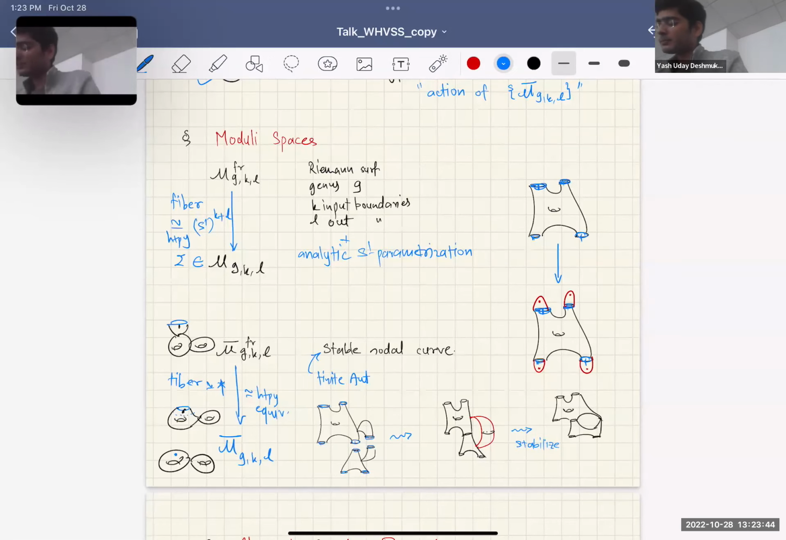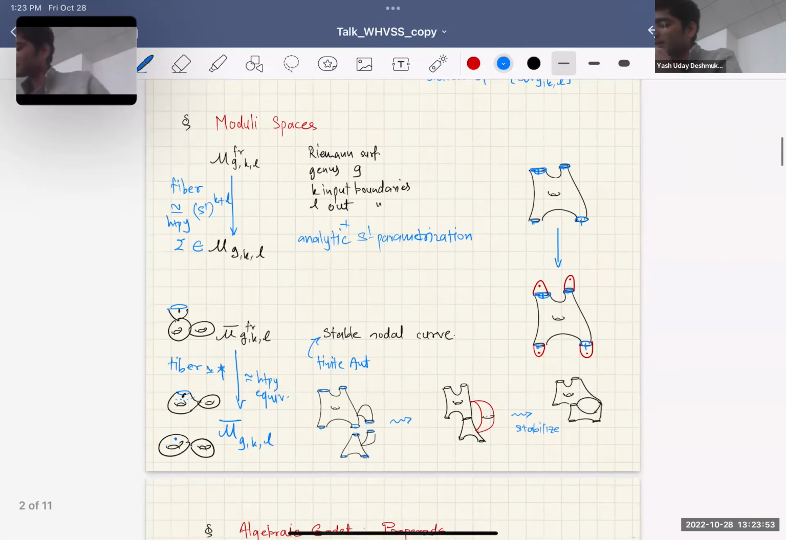Great. So yeah, this is the model we are going to use for Deligne-Mumford spaces, because it turns out that it's easier to relate it to the framed moduli space of surfaces.